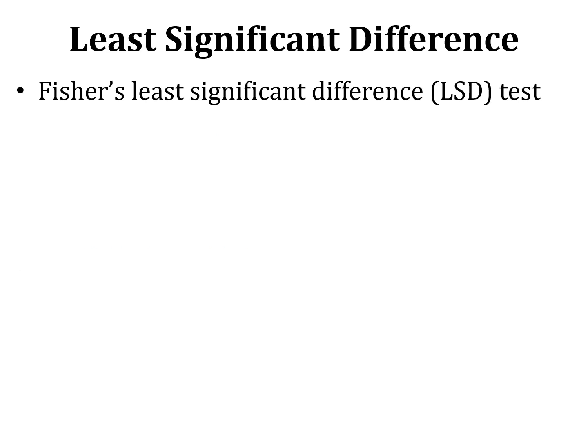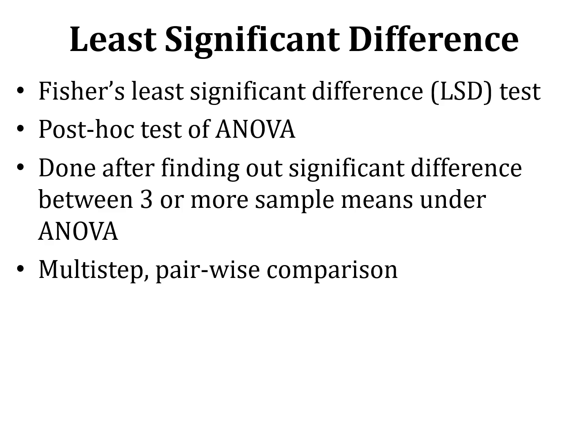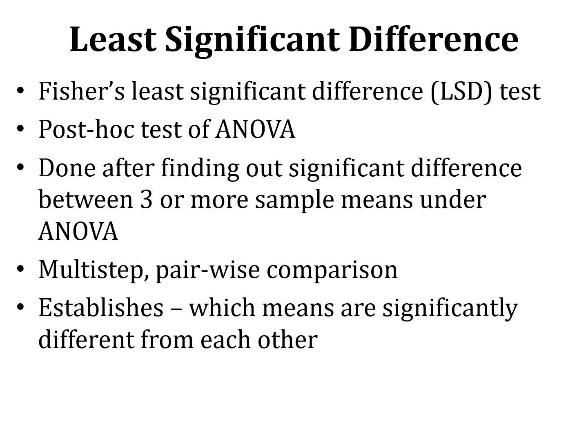Now, because our main concern is to calculate the least significant difference, we are going to further concentrate on Fisher's least significant difference test, or the LSD test. As we discussed, this is a post-hoc test of ANOVA, and it is done after finding a significant difference between 3 or more sample means under ANOVA. And this is a multi-step pairwise comparison, and it establishes which means are significantly different from each other.